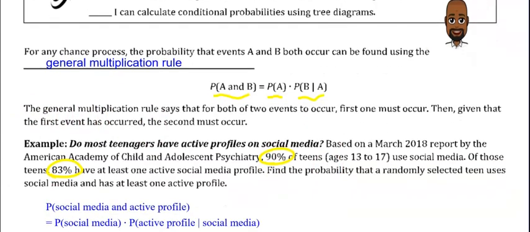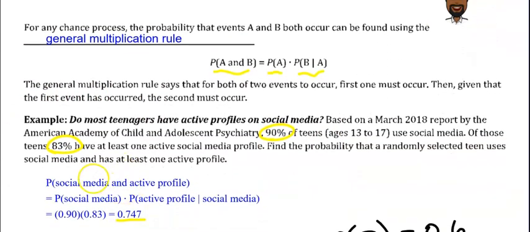So if we take a look at the breakdown for this, the probability of social media and active profiles is going to be equal to the probability of having social media, which was the 0.9, times the probability of having an active profile and social media, which is the 0.83. So we multiply those and we get 0.747.